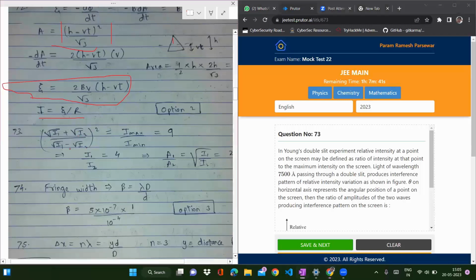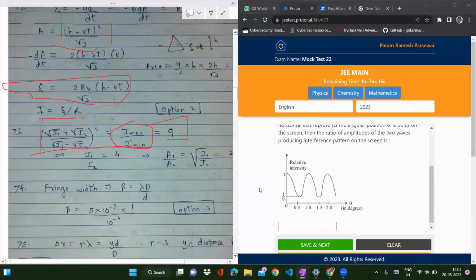So this relation is there for the maximum and minimum intensities on the screen due to constructive interference and destructive interference. And this is the relation: (root I1 plus root I2) by (root I1 minus root I2), whole square, equals I max by I min. So this comes out to be 9, because in this case I max is I and I min is I by 9. So the ratio comes out to be 9.